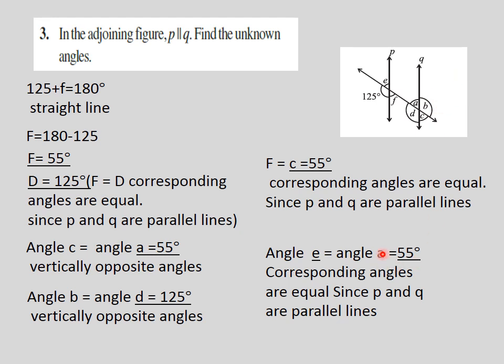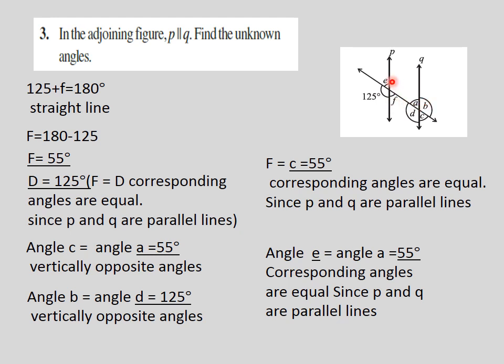Okay. Now, the last one we have is E. E is very simple because these are corresponding angles. P and Q are parallel to each other. So, angle E is equal to angle A, and angle A is already 55 degrees. So, angle E is equal to 55 degrees.